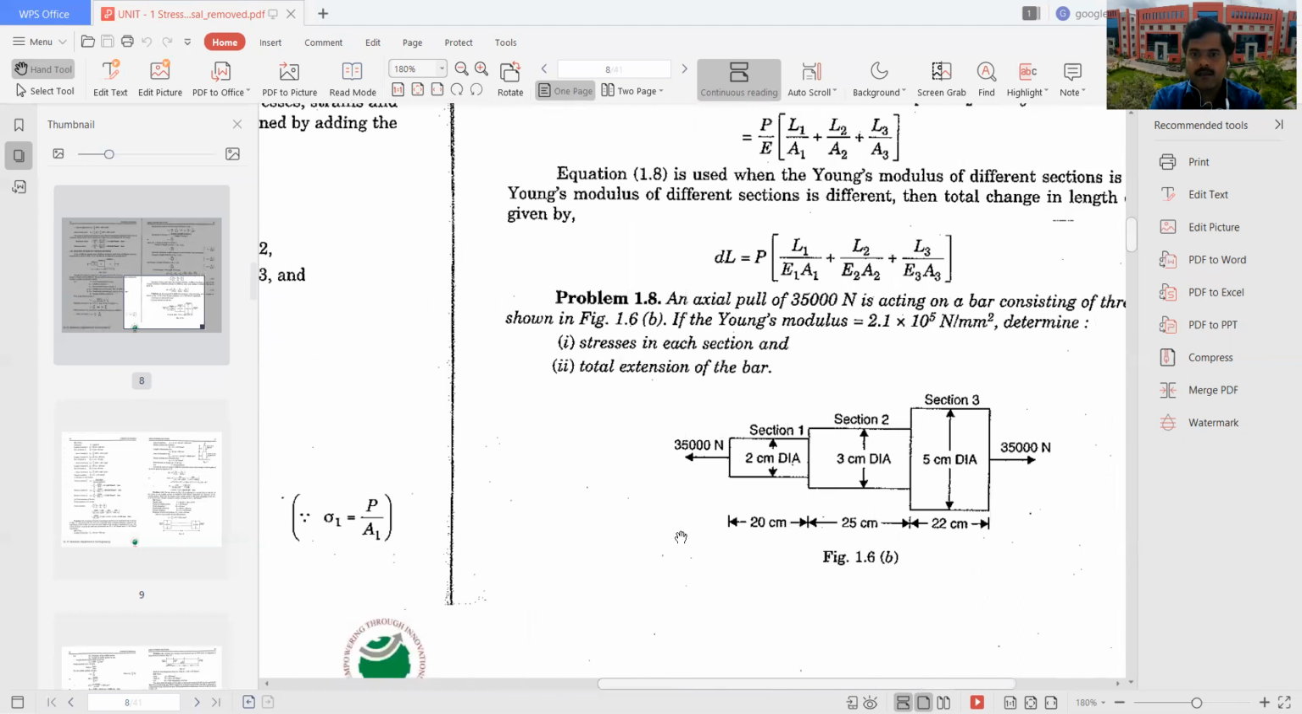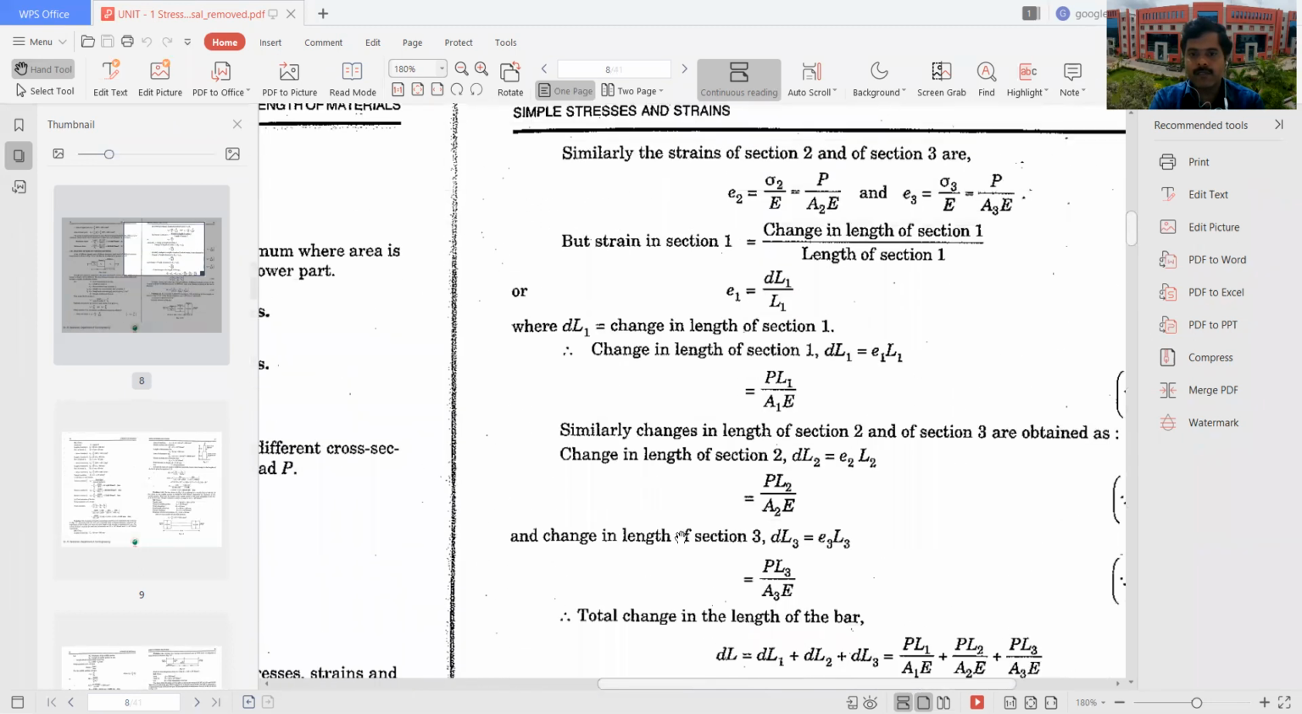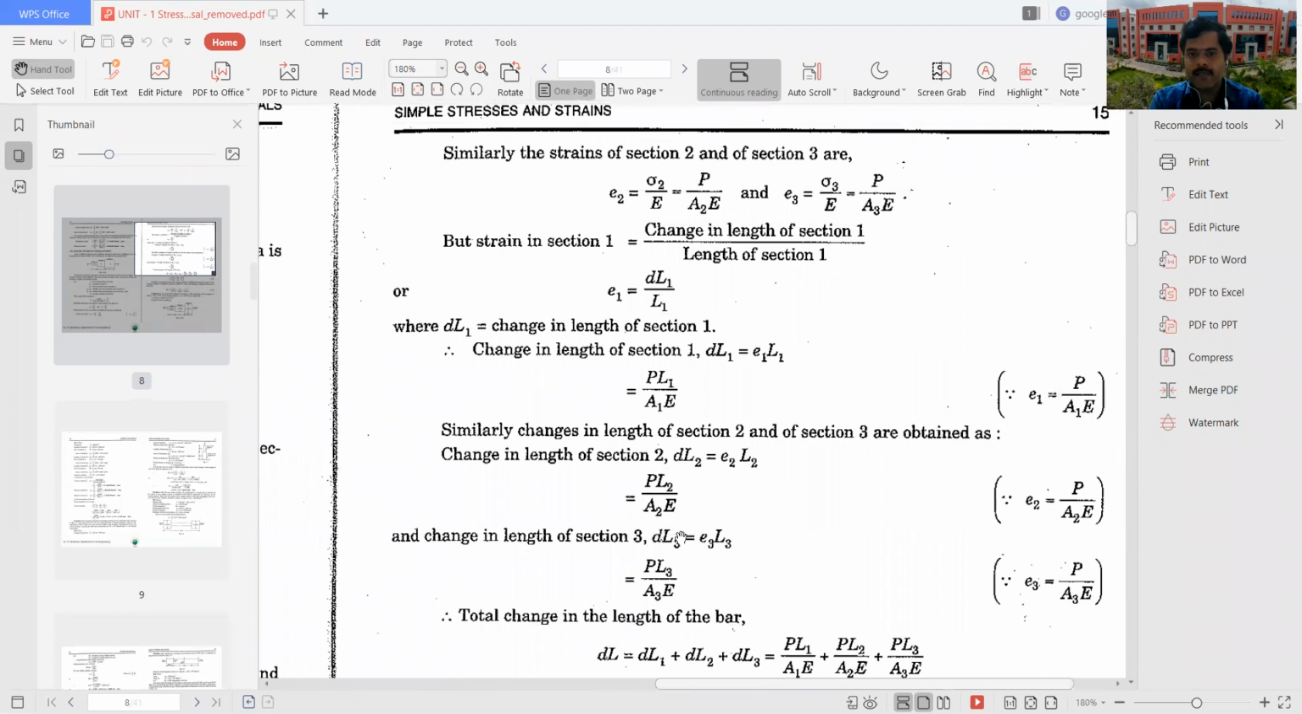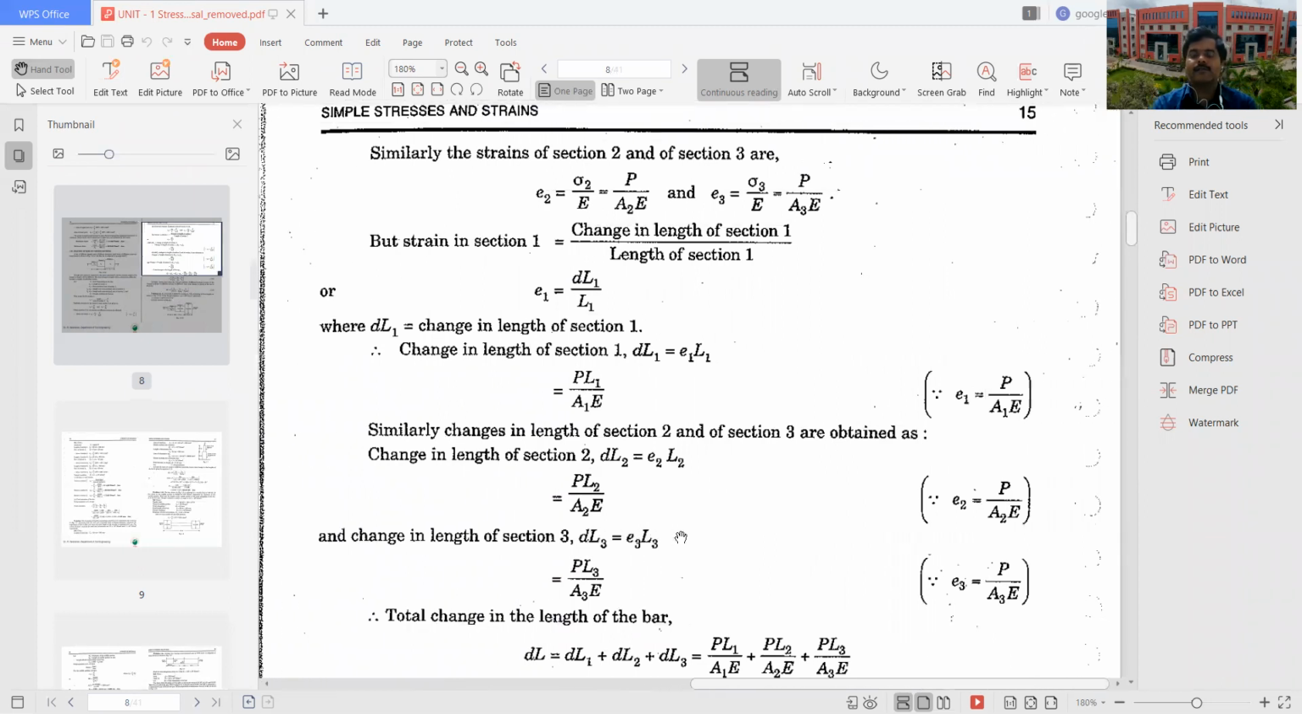Similarly, epsilon 2 is equal to P divided by A2 E, and epsilon 3 is equal to P divided by A3 E. You know the other formula for strain, that is change in length of the section by original length. So epsilon 1 is equal to delta L1 by L1. Therefore, delta L1 is equal to epsilon 1 into L1. Epsilon 1 is P by A1 E, so delta L1 is P L1 by A1 E.